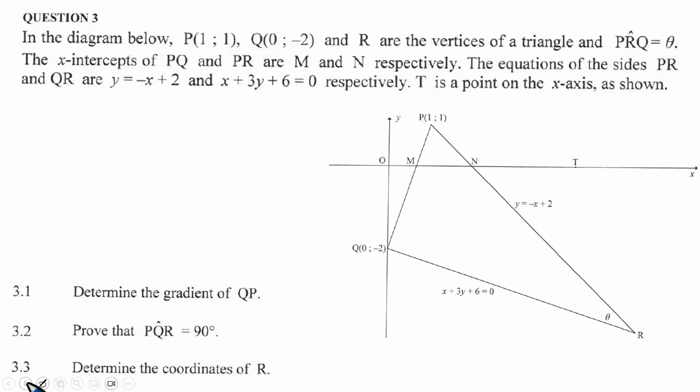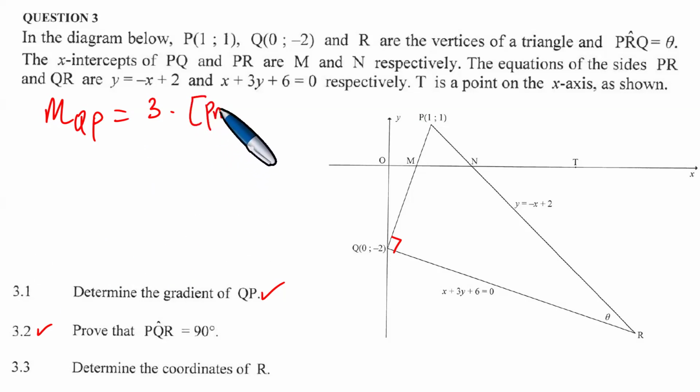The next question is you need to prove that angle PQR is 90 degrees. To prove that this angle is 90 degrees, there are a couple of things that you need to know. You already know the gradient of QP. We have seen that the gradient of QP is 3. Why is it 3? It has been proved in 3.1 above, where we established that the gradient of QP is 3.